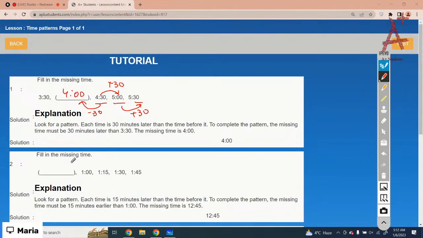Okay, just look at the next one. Fill in the missing time. Okay, just look at the time. Each next time is 15 minutes later than the previous one. Got it? You have to calculate the time that is before the one. So that means the time is 15 minutes earlier. So you have to subtract the 15 minutes from 1. It would be then 12:45. Got it?